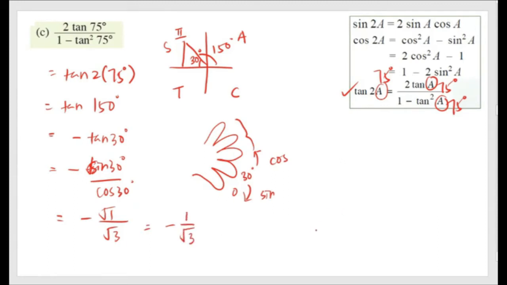But this is not the simplest form. For the simplest form, the surd cannot be at the bottom. We have to move the surd upward, to the top. So we have to multiply both by square root 3. Your upper part will be negative square root 3, then the lower part is 3. So the simplest form is negative square root 3 over 3. This is your answer.